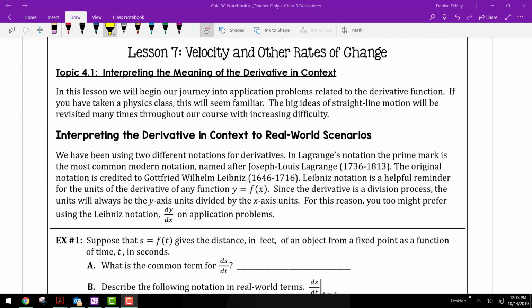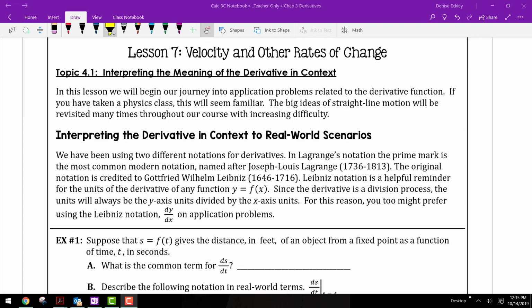So we started with related rates, and then we started talking about instantaneous rate of change. And then what we notice is that now we're going to apply our derivative rules to some straight line motion, which many of you are familiar with from physics.